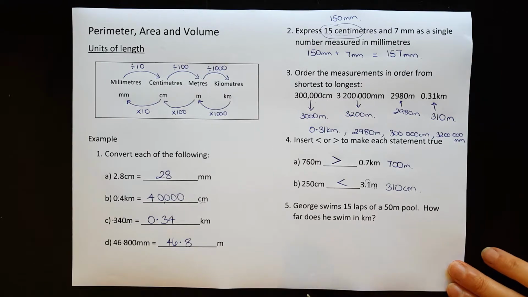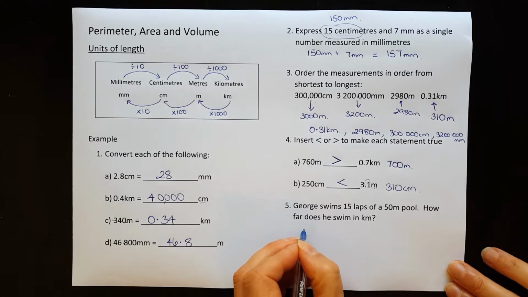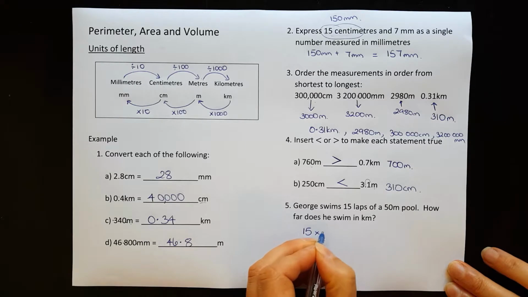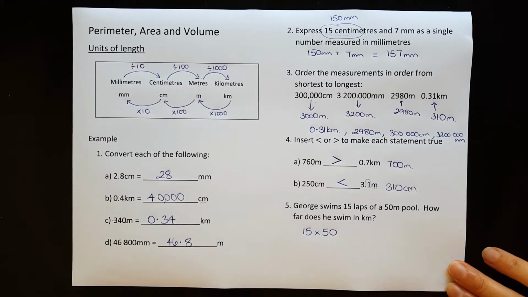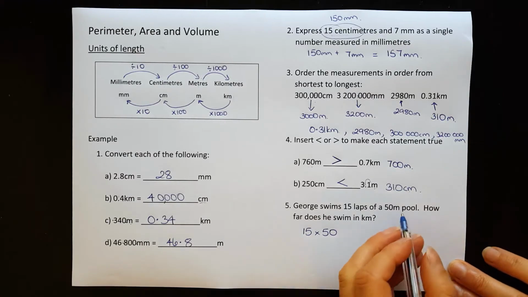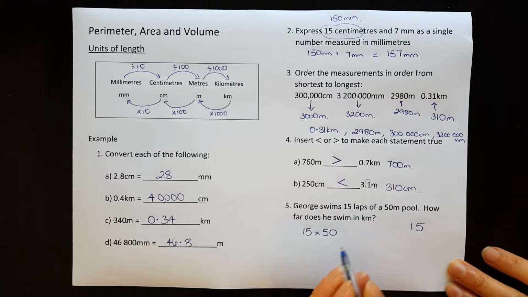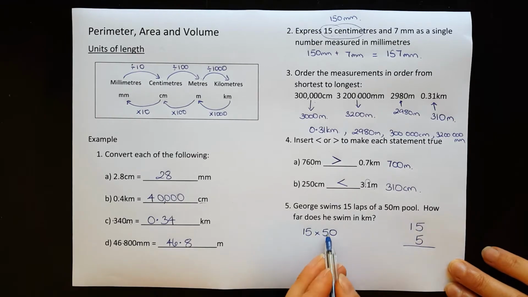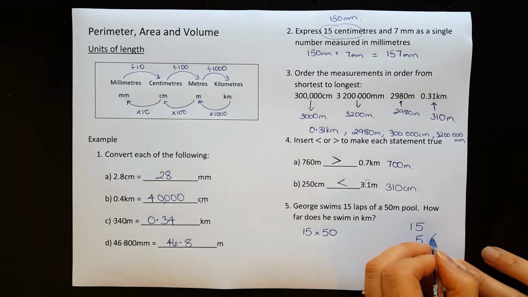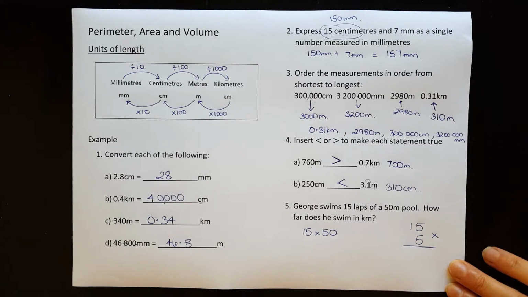Question 5. George swims 15 laps of a 50-meter pool. How far does he swim in kilometers? Well, we need to work out what 15 lots of 50 is. Now this, again, you could do this with a calculator, but because we can also do it without, I'm going to do that over here. 15, I'm just going to times it by 5, because then all we would need to do is add the 0 for the 50. So let's just multiply 15 times 5.